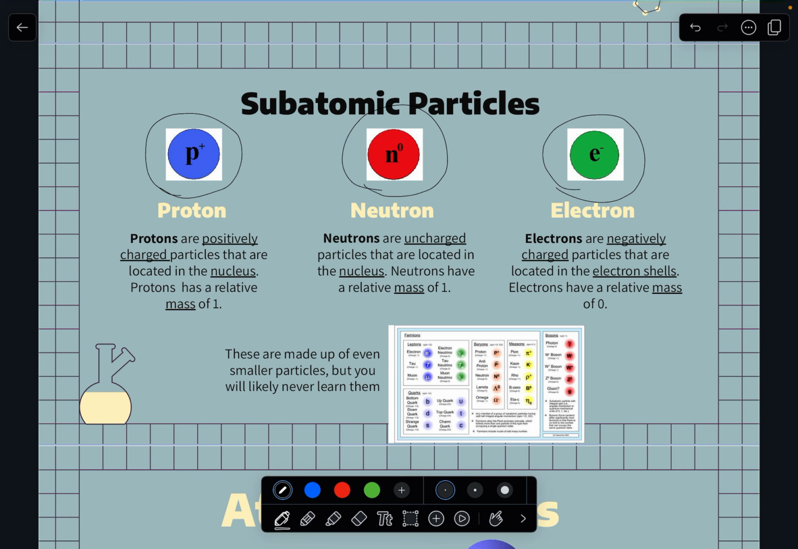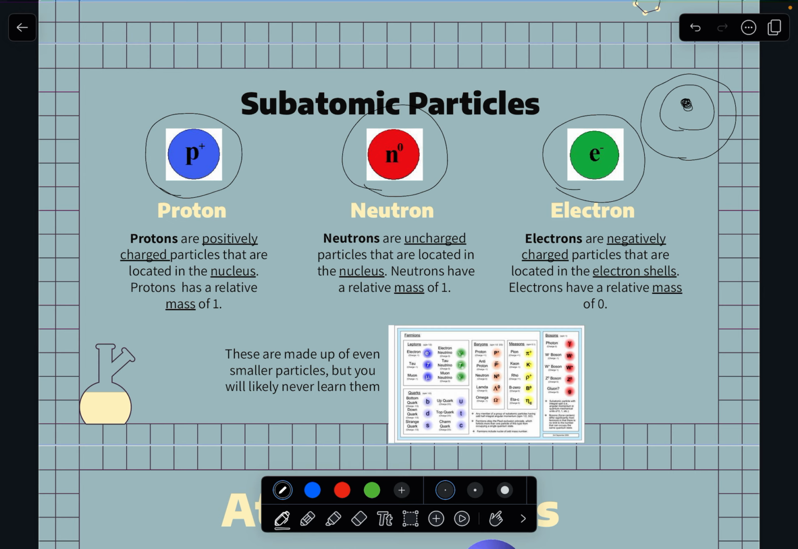Protons are positively charged, and they are located in the nucleus. Remember, with an atom, we have the nucleus in the center, and then we have the electron shells around it. So protons are in the nucleus, and they have a relative mass of 1 AMU, atomic mass unit. The neutron is uncharged, it has a charge of 0. It is also in the nucleus, and it also has a mass of 1.